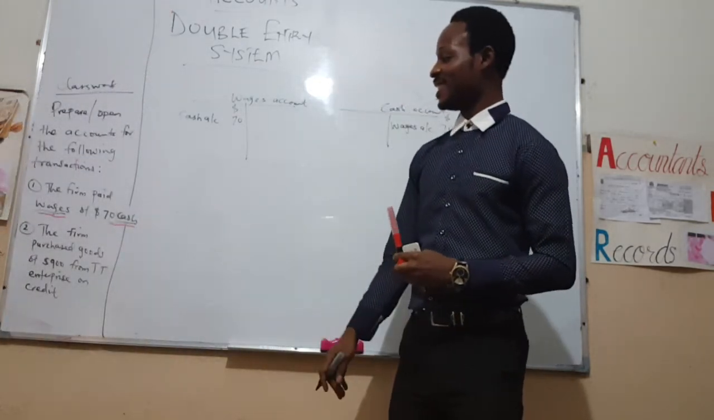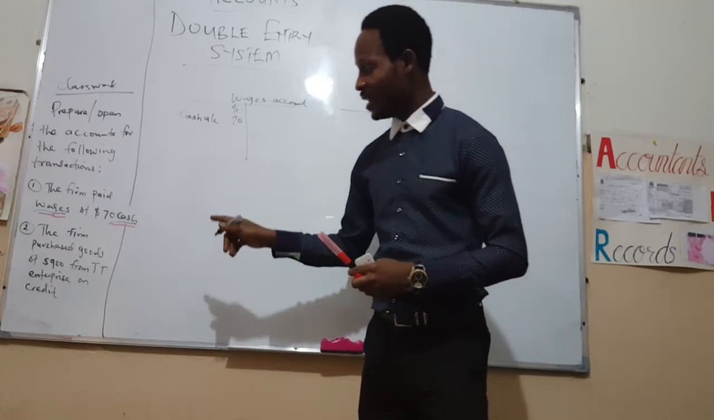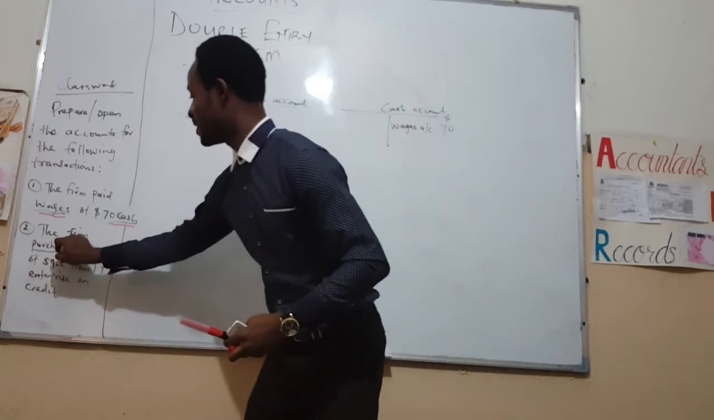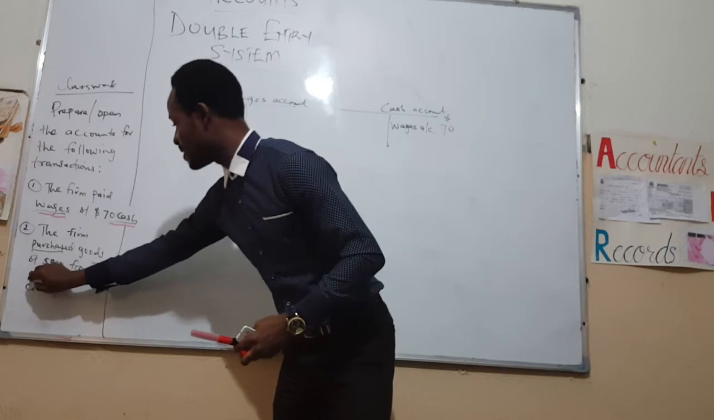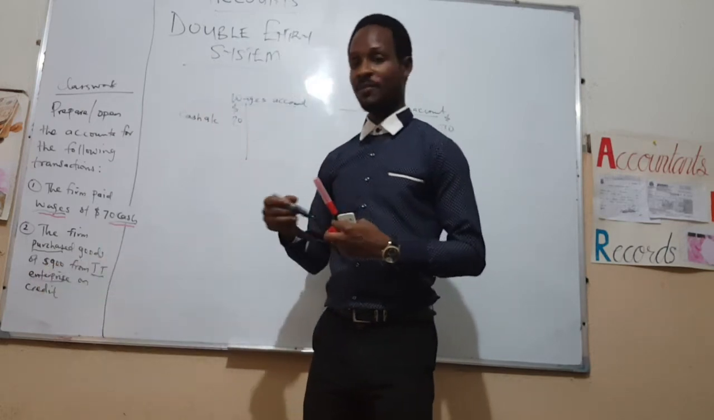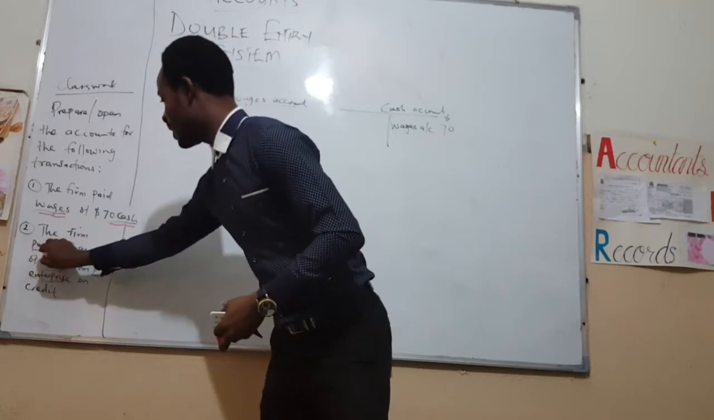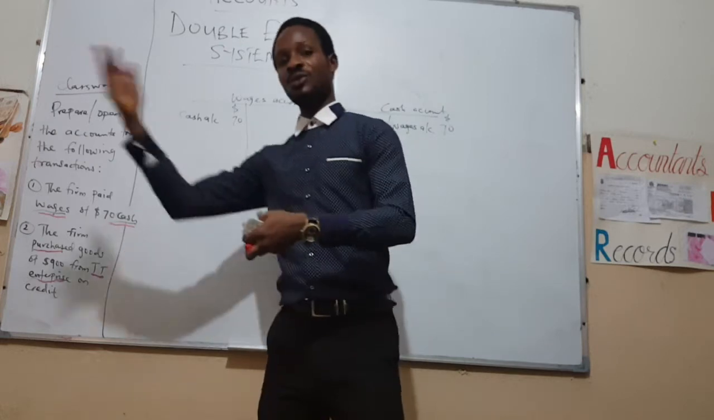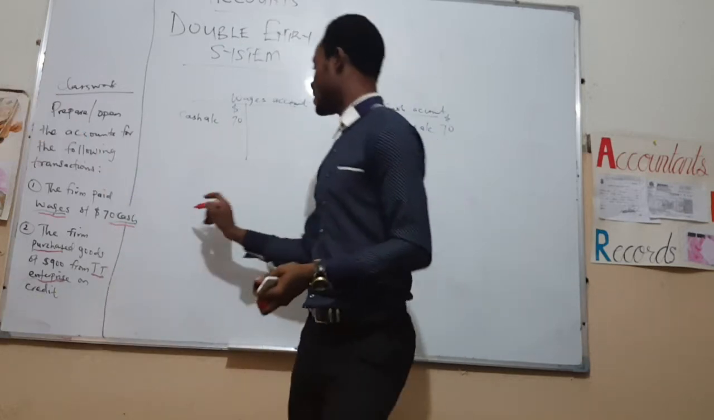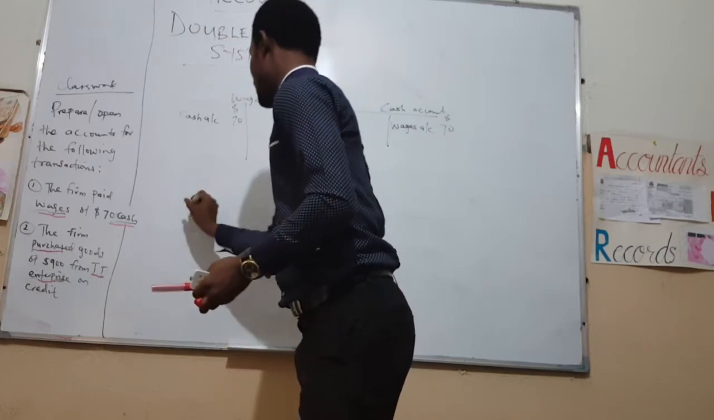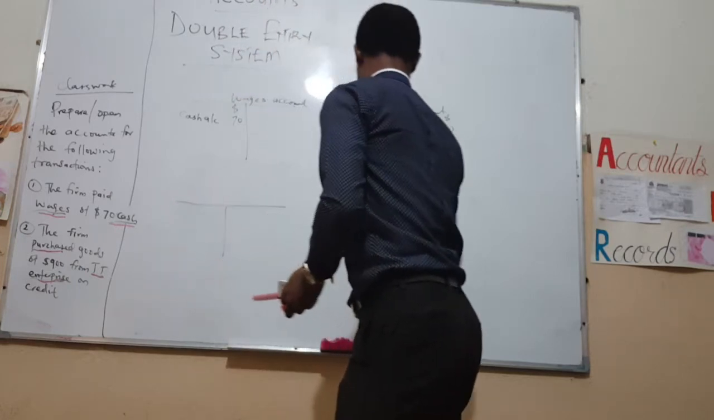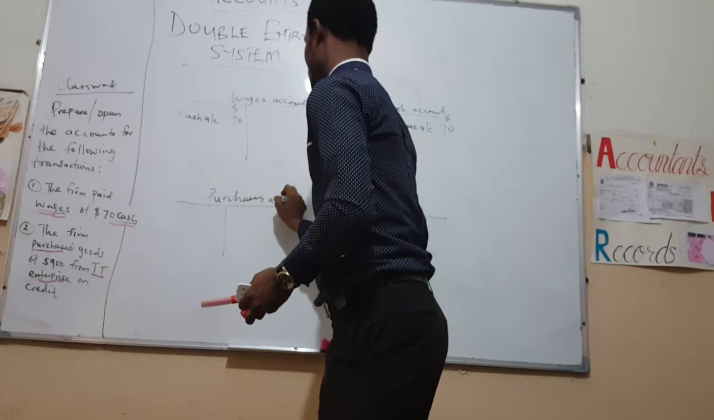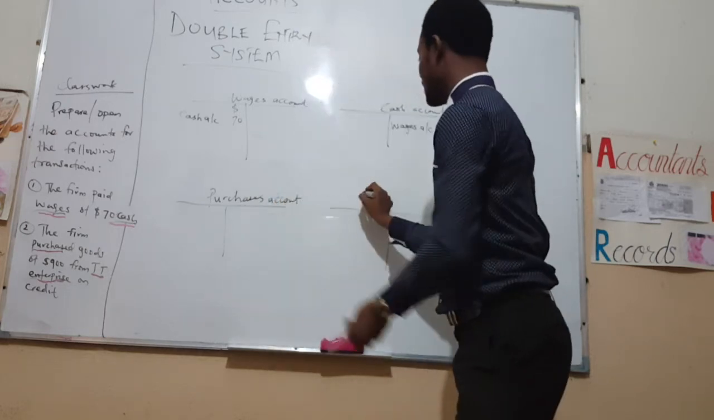The firm purchased goods of $900 from TT Enterprise on credit. The purchases account is affected. Then TT Enterprise is also affected. Purchases account, then TT. How? TT is giving out goods. The business purchased them. So the purchases account is receiving goods. Purchases account, then TT Enterprise.